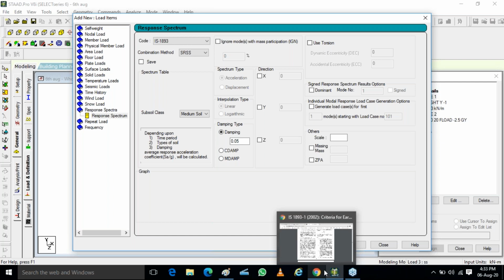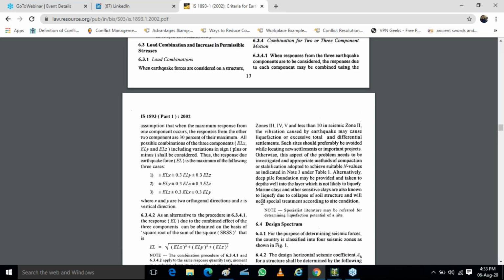Now, can anybody explain to me what the participation factor is? Just raise hand if you know it. Nobody knows the participation factor. Guys, you haven't read these codes.